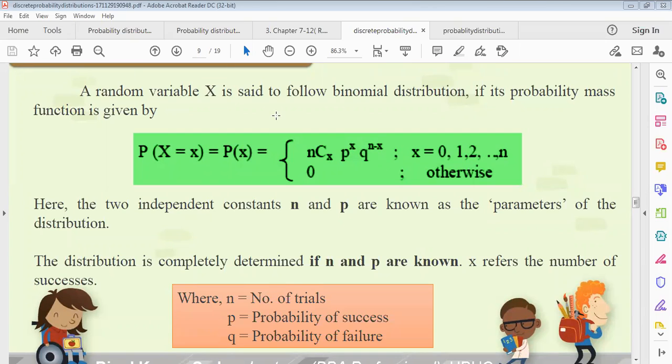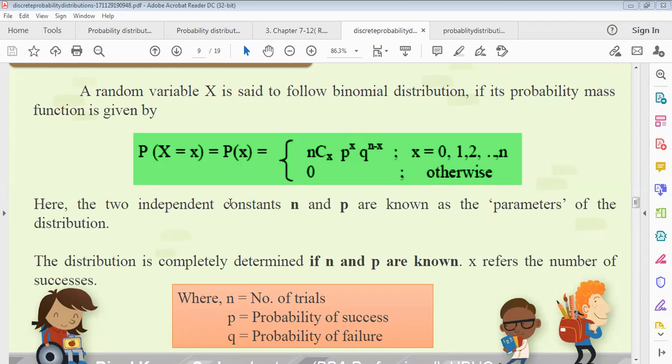So the random variable X is said to follow binomial distribution if its probability mass function is given by P(X = x) = nCx p^x q^(n-x), where x is the number of successes and starts from 0, 1, 2 up to n, and the probability function will be 0 otherwise. So here two independent constants n and p are known as the parameters of the distribution. The distribution is completely determined if n and p are known, and x refers to the successes, where n equals the total number of trials, p is the probability of success and q is the probability of failure.